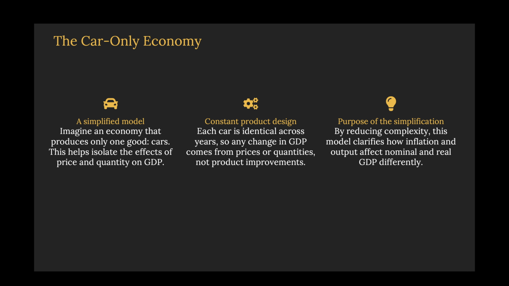To really see the difference, let's shrink the economy down to something super simple. Imagine a world where the economy produces only one final good, a particular car model. And to keep life easy for now, assume that it's the same car model every year. No quality changes, no extra features. That way, if GDP changes, we know it must be because of a change in the number of cars, a change in the price of cars, or both. This is our toy model to understand the real world.